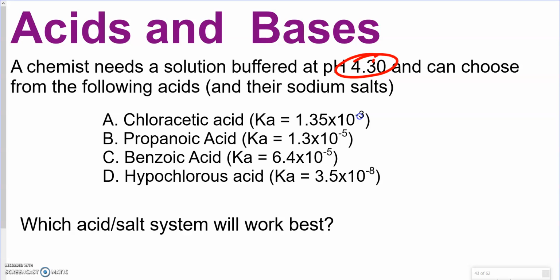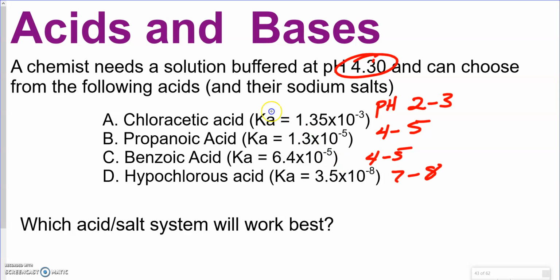Well, if I take the negative log of this, yes, I'm going to get around 3, but remember, if I have numbers here, it's actually going to make it a little bit less than 3. So I would expect my pH range for this one to be somewhere between 2 and 3. This guy, because it's a 5, I'm going to expect it to be somewhere between 4 and 5. This guy also, being a 5, is going to be between 4 and 5. And this one, because it's an 8, is going to be somewhere between 7 and 8.